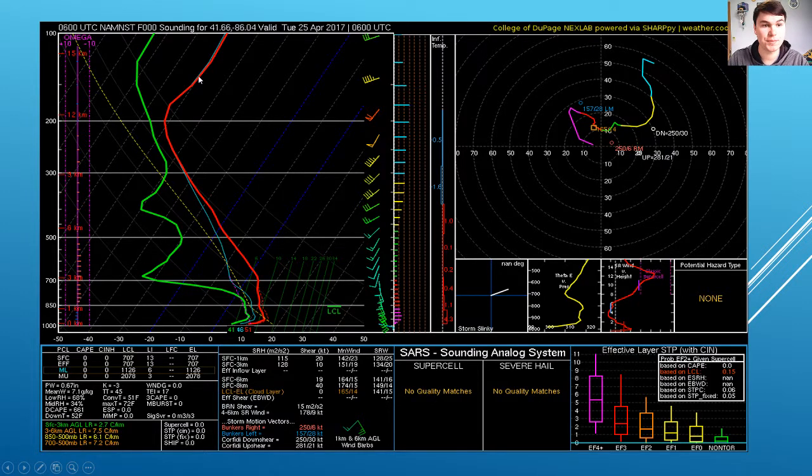The farther up you go, the higher up in the atmosphere you go. 100 millibars is probably a good 30 to 50,000 feet into the atmosphere. And 1,000 millibars is right here at the surface where we live, right at the ground. And then you just go up as you go along.